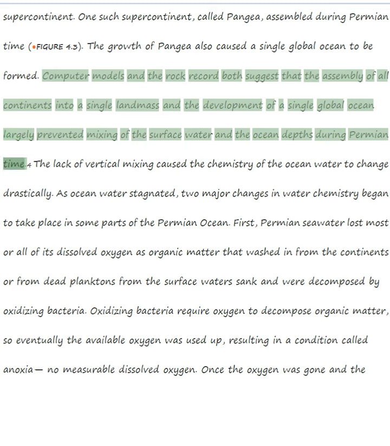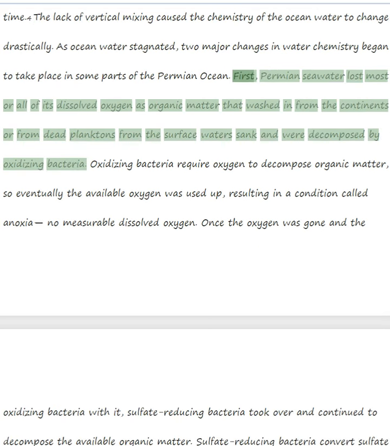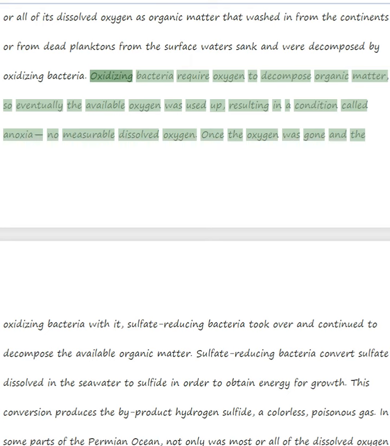The lack of vertical mixing caused the chemistry of the ocean water to change drastically. As ocean water stagnated, two major changes in water chemistry began to take place in some parts of the Permian Ocean. First, Permian seawater lost most or all of its dissolved oxygen as organic matter that washed in from the continents or from dead plankton from the surface waters sank and was decomposed by oxidizing bacteria. Oxidizing bacteria require oxygen to decompose organic matter, so eventually the available oxygen was used up, resulting in a condition called anoxia, no measurable dissolved oxygen.